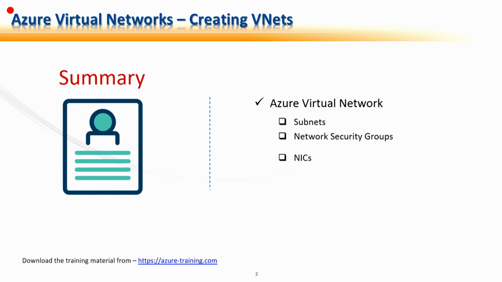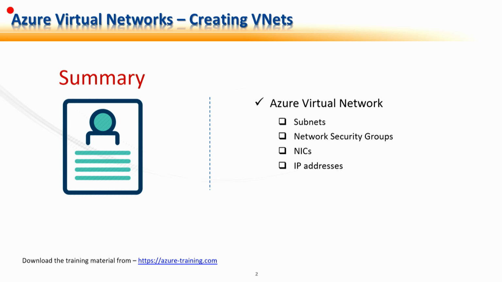In summary, what have we learned today? We saw how to create the Azure Virtual Network using the Azure portal. Now, there are other ways as well to create the Azure Virtual Network using PowerShell, and that is for a different session altogether. But for this session, we saw how to use the Azure portal to create the VNets. We also learned how to create the subnets, the network security groups, NICs, and IP addresses, and how these resources are associated with the virtual machine whenever the virtual machine gets created.